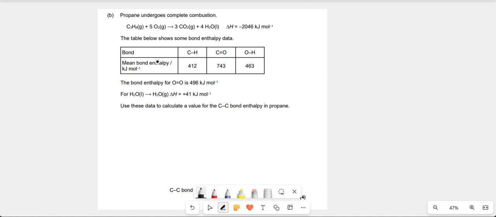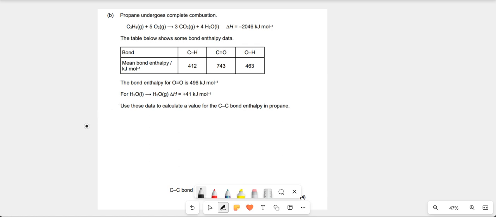So what we can say here is we need to just do bonds broken minus bonds made, the left hand side minus the right hand side, because breaking bonds requires energy, so it's positive energy, whereas making bonds releases energy, so it's negative. So it's an easy GCSE type question. Let's look at all the bonds here. I've got two CC bonds here, and I've got eight CH bonds.